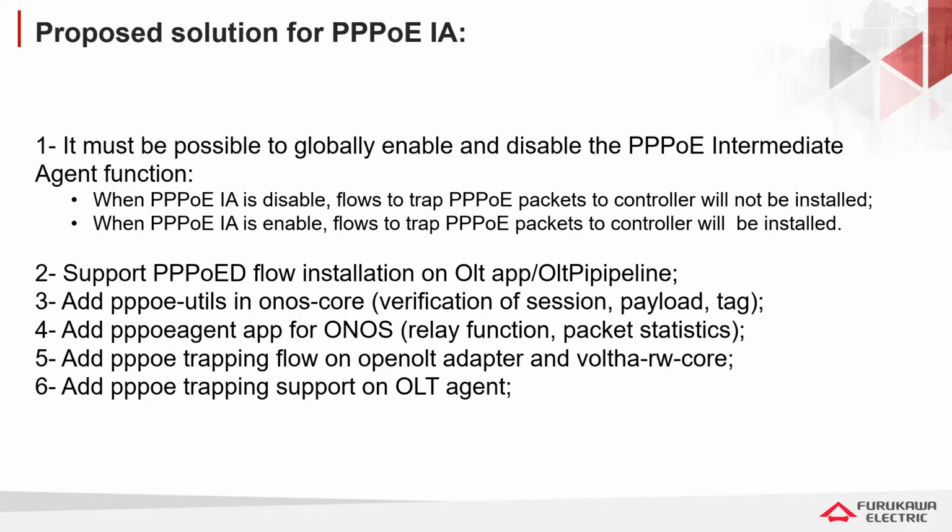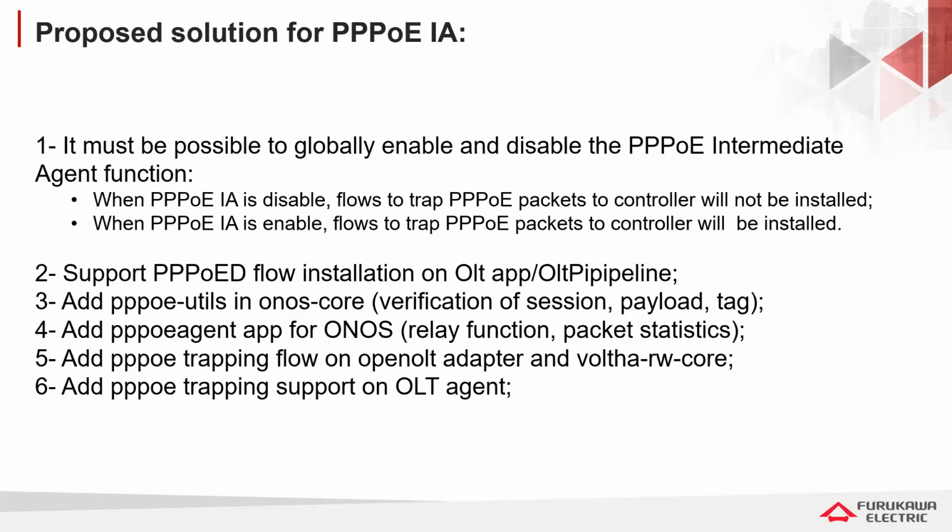okay? So the proposal to support on vOLTHA, first of all, we need to support a kind of global flag for the PPPoE intermediate agent function. Once this flag is enabled, we can install the trap-to-host packet flows on the OLT and the corresponding flows on vOLTHA nodes. If the flag is disabled, we will not install the flows on the system.